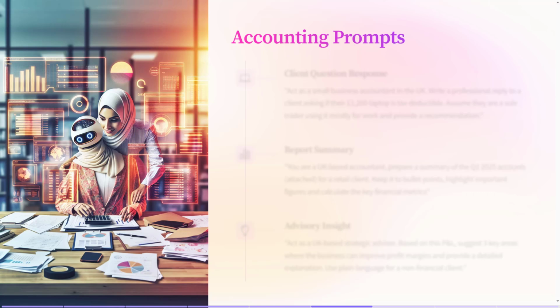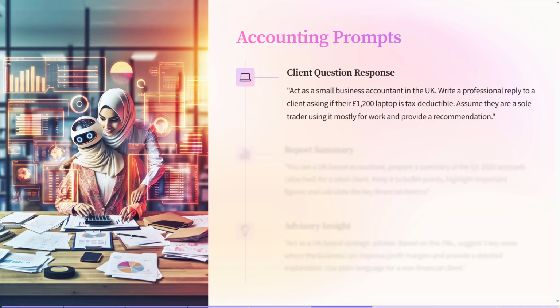And as you can see, we have covered the 4 parts of the prompting formula. We've got the role, we've got the task, we've got the context and the output. So let's take a look at a few examples here. So this one would be responding to a client question. So you act as a small business accountant in the UK.